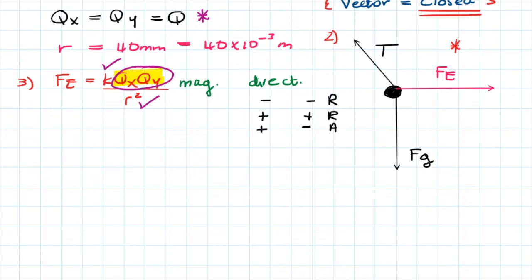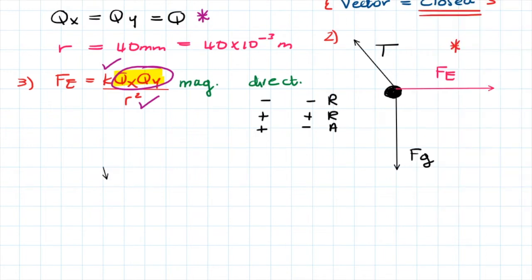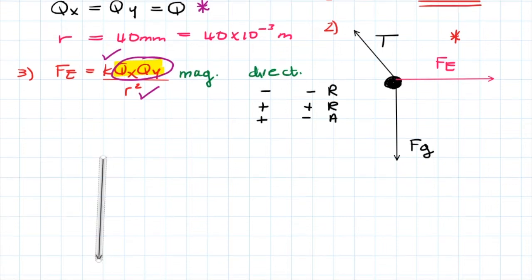So let's start off with the gravitational force. You're welcome to start off with any force. I'm going to start off with Fg because I know that Fg is straight down. So here is the gravitational force, and we're going to label this force Fg.